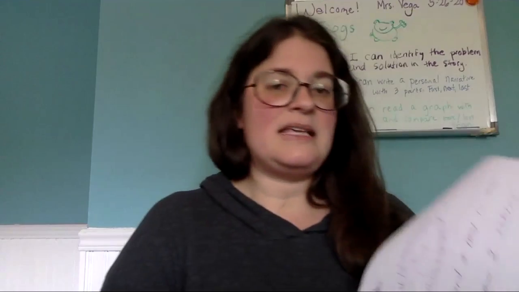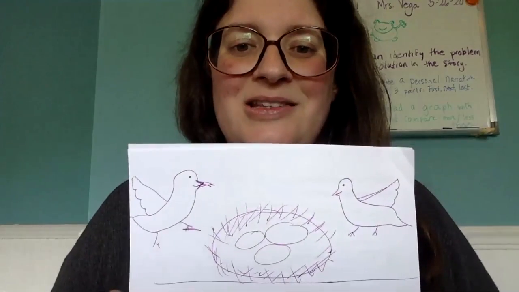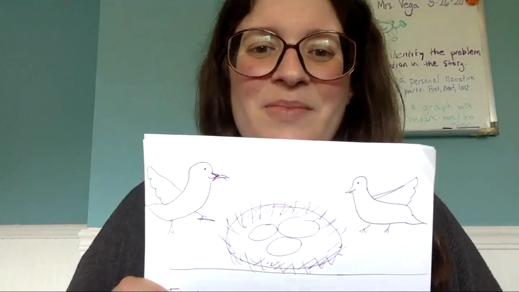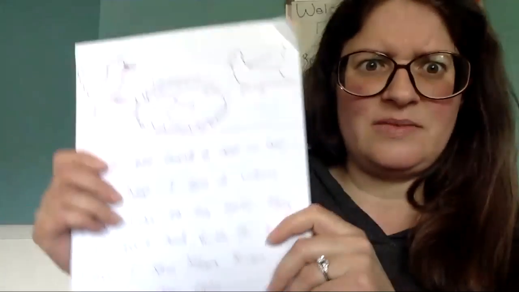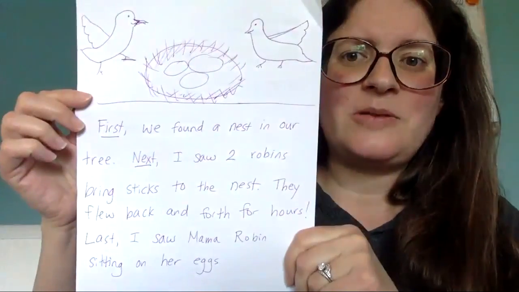So now I'm going to show you how I would do a little personal narrative about that story. So you've seen the picture of the real nest. Here is the sketch that I drew of the robins and the nest and hopefully some eggs. There weren't any eggs when we took the picture. So I could say this. First, we noticed there was a nest in the yard. Then we saw, or you could say then or next, we saw the robins bringing sticks back and forth.